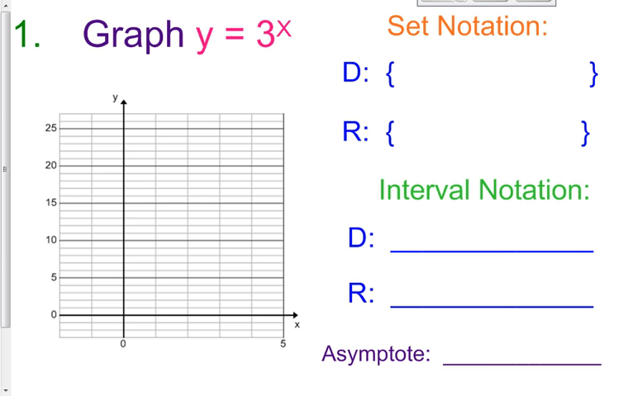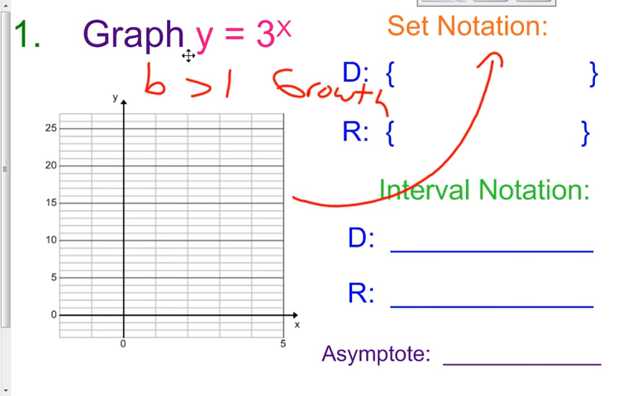So on this first one, our directions here are to graph y equals 3 raised to the x. I want to point out one thing right away, and I want you guys to notice this as well. Your base right here is the number 3. Remember what we said from the very first day of this chapter: when the base is greater than 1, it's going to be exponential growth. And that means as x goes to the right, our graph is going to get bigger and bigger and bigger, like this. So that's what we can expect to see as we graph this one.